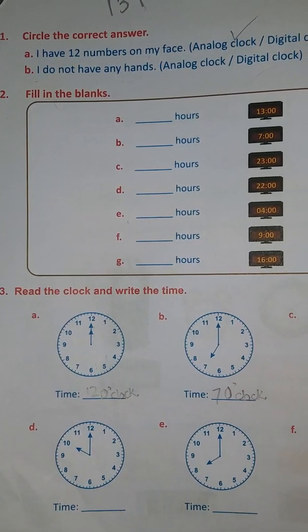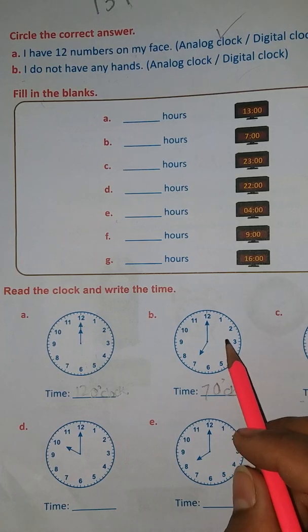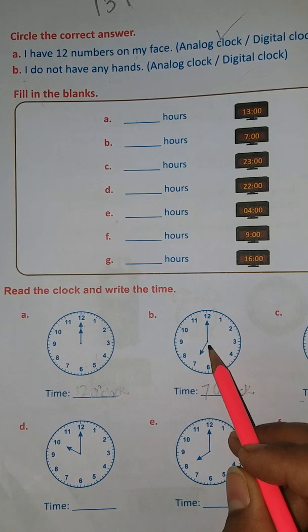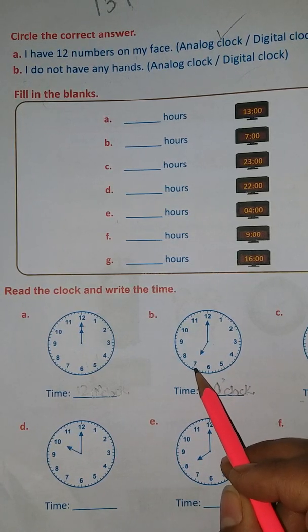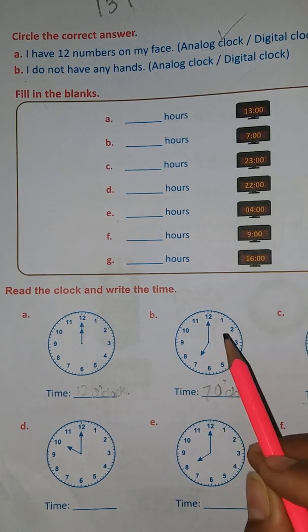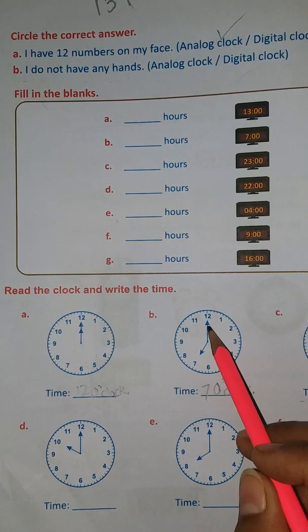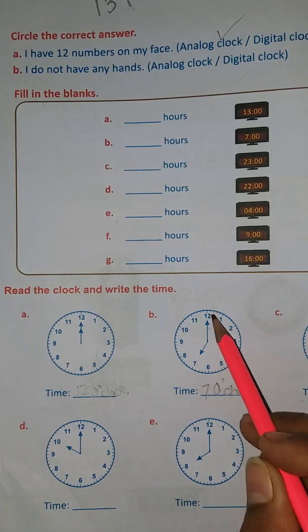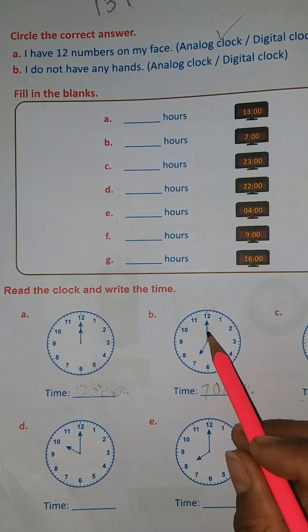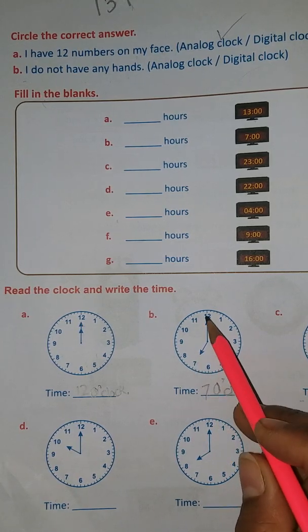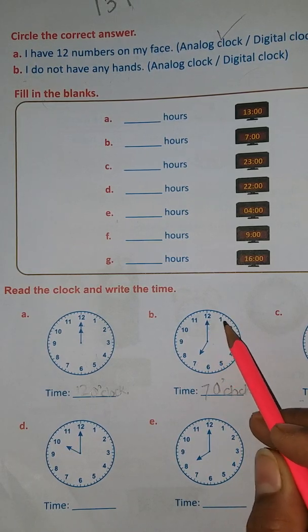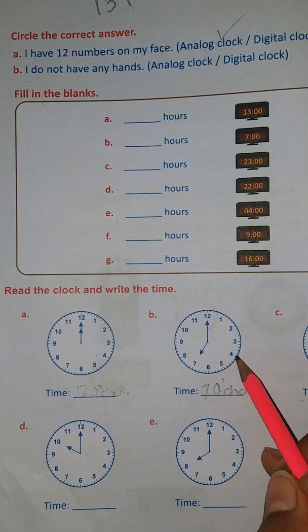Okay, let's read the time of the B clock face. Now you can see here the small hand is pointing on number 7. It means 7 hours and how many minutes? The longer hand, which is also known as the minute hand, is pointing toward 12. So what is the time right now? 7 o'clock, no minutes. When the minute hand moves towards 1, 2 and 3, it will tell us the minutes.